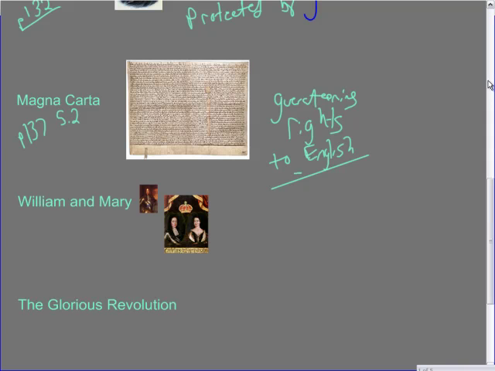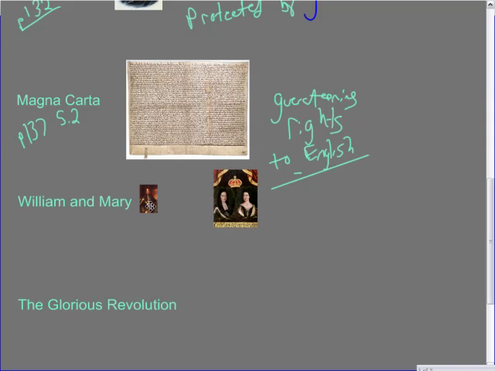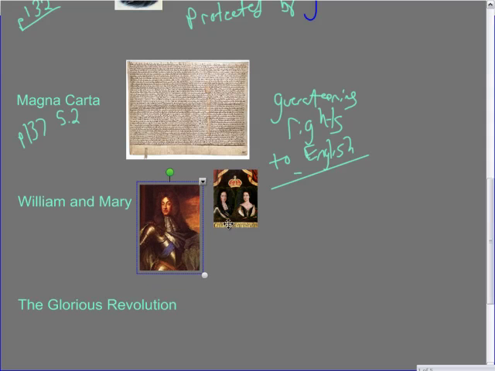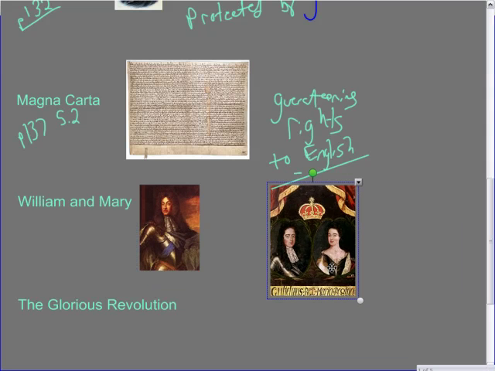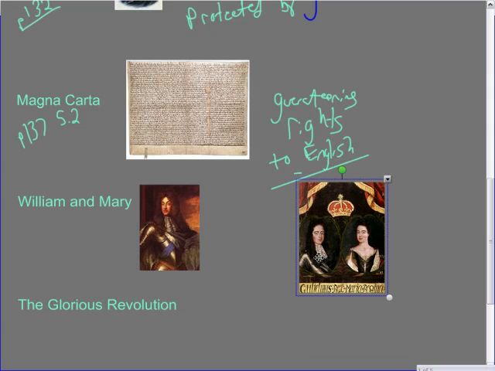And they come under attack by this guy right here, who is King James II. King James II takes away people's rights. People don't like that, obviously. And then what happens is Parliament, who is the lawmaking body of England, they want to get rid of him because he is taking people's rights. So they get rid of him, and they ask William and Mary to become king and queen. That's who these people are over here.